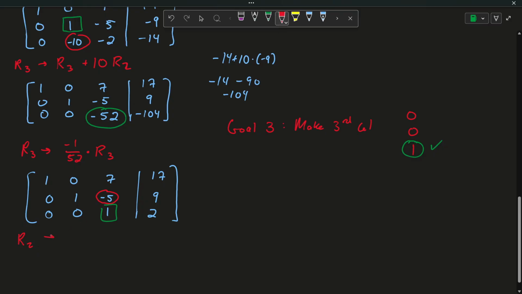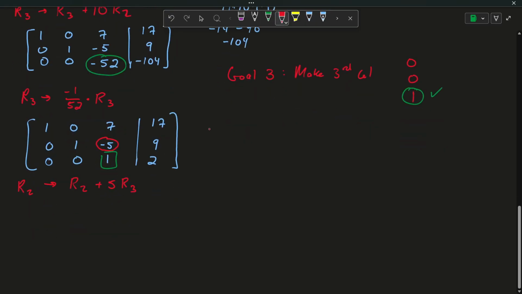So we're going to do row 2 becomes row 2. We want to add some multiple or subtract some multiple of row 3, so these cancel. Since this is negative and this is positive, we'll just do plus. We got to scale this guy by 5, and then they'll combine nicely. So we'll do row 2 plus 5 row 3, and that should work for us. Let's see what we get.